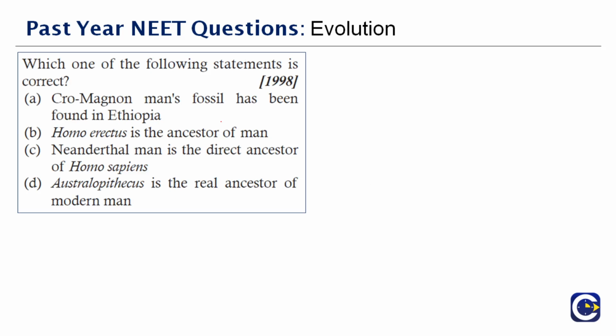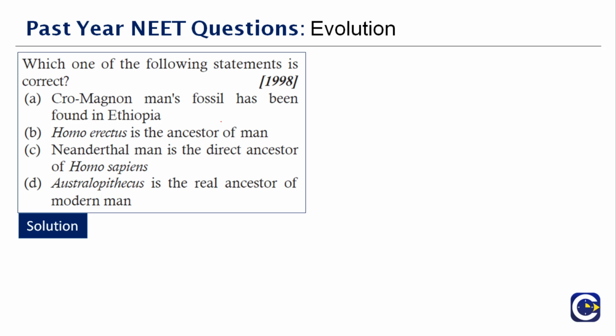Next question here. Which one of the following statements is correct? You have to analyze the statements before you answer. What is the first statement saying? Cro-Magnon man's fossil has been found in Ethiopia? No. Homo erectus is the ancestor of man. Yeah, that is the right answer.